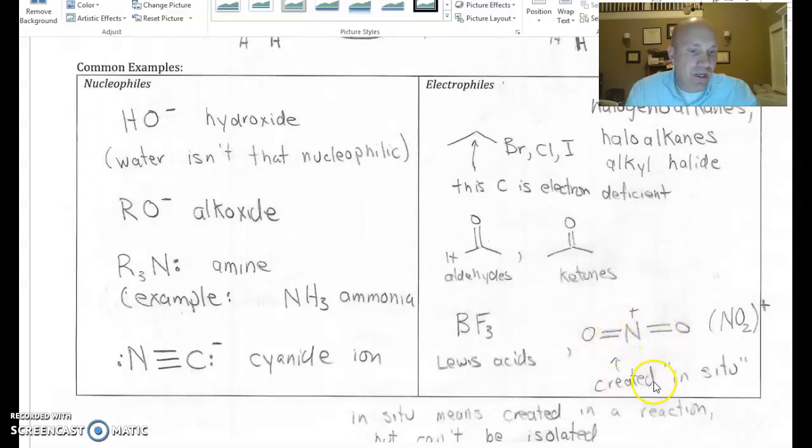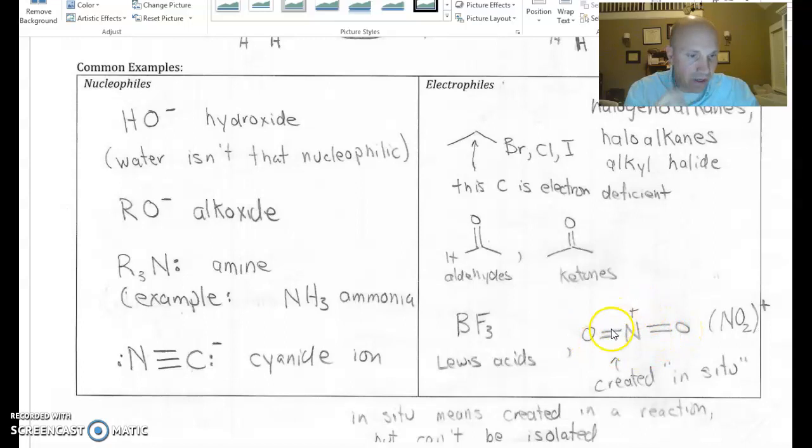it has to be created in a reaction in order to be used. The way that you say that is that it's created in situ. This is a Latin term. Whenever in chemistry you say something is created in situ, that basically means it's created on the spot. It's created in a reaction, because it does not exist in a stable form in a compound.